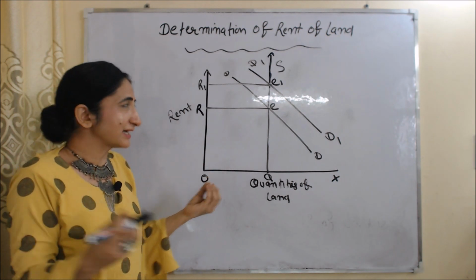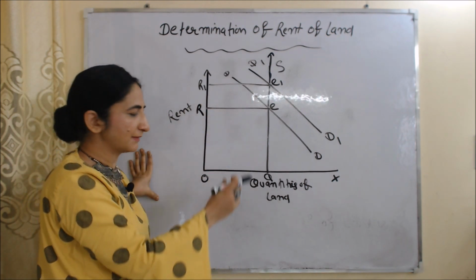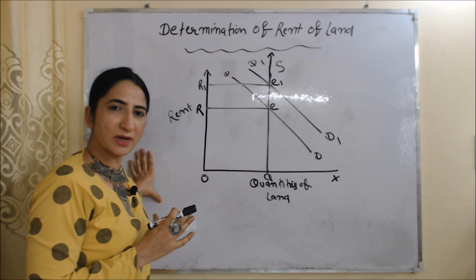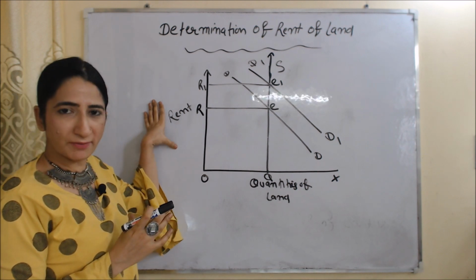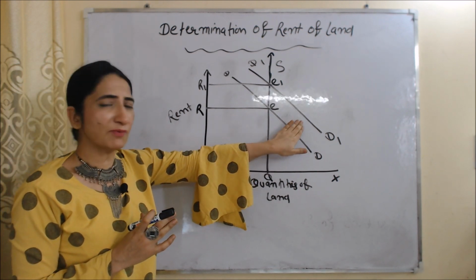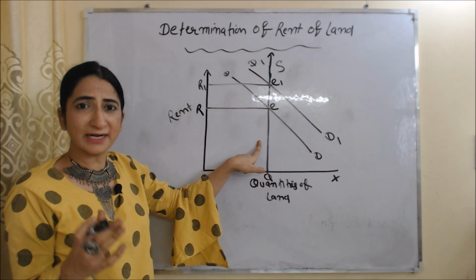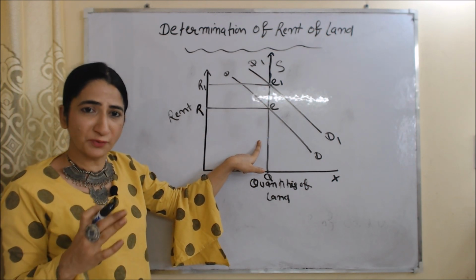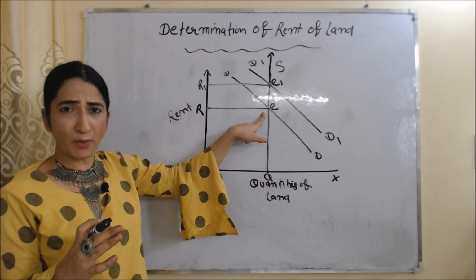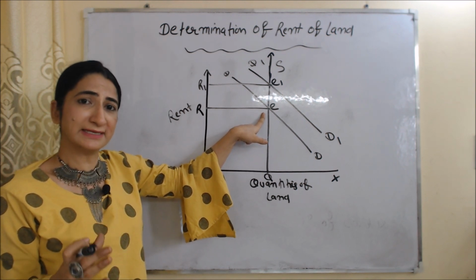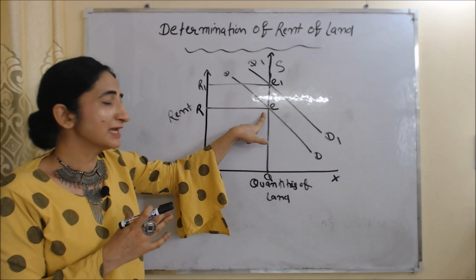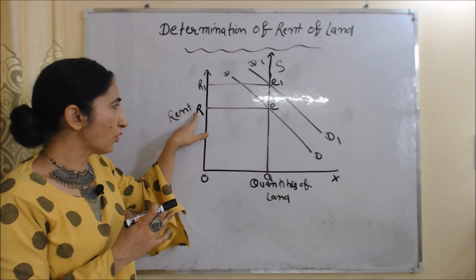Now we will see the diagram of determination of rent of land. In this diagram, on x-axis we have quantity of land and on y-axis we have rent. The DD and DD1 are demand curves of land, and this SQ is the supply curve of land, and here we assume supply of land is fixed. And E is our equilibrium point. At this equilibrium point you can see land demand is equal to land supply, and our equilibrium rent is OR.